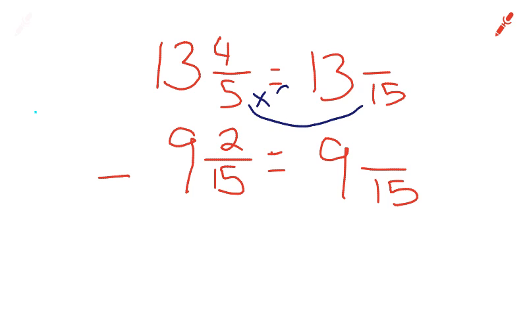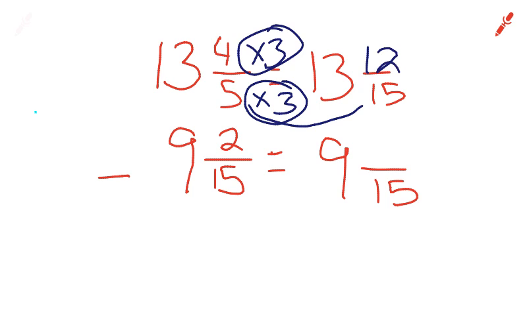5 times what equals 15? Well, 5 times 3 is 15. If we do a times 3 here, we got to do a times 3 here. 4 times 3 is 12. Okay, 5 times what is 15 times what is 15? 15 times 1, so we do a 2 times 1 and we get 2. Now we have common denominators.